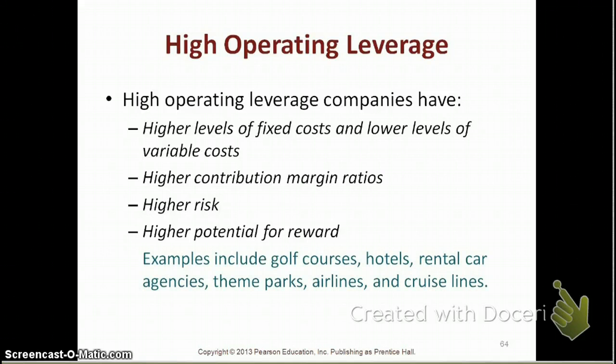Examples of high operating leverage companies are hotels, golf courses, theme parks, airlines, cruise lines. Typically, these types of companies have very high fixed costs. Because of these high fixed costs, their operating income is extremely sensitive to changes in volume of customers.